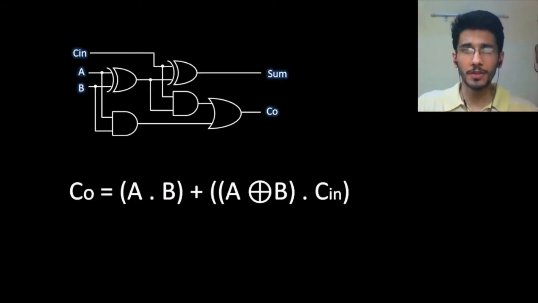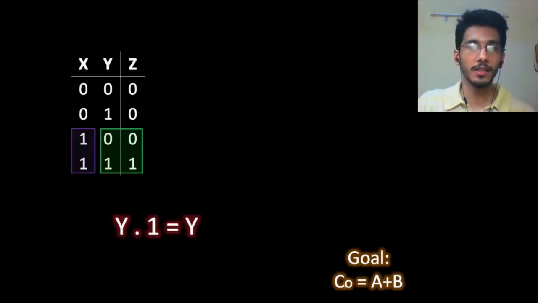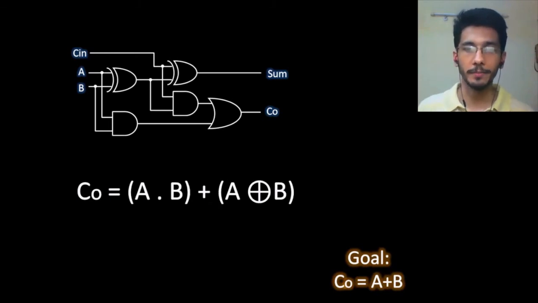Now for the OR operation, our goal equation is carry out equals A or B. To get this equation, the first thing I did was I set carry in to 1. Now if we look at the AND gate truth table, we can clearly see when Y is ANDed with 1, the output is the same as Y. So anything ANDed with 1 is itself. Hence, A XOR B ANDed with 1 will be A XOR B. The next thing we need to do is to figure out how to get an OR operation from this equation.